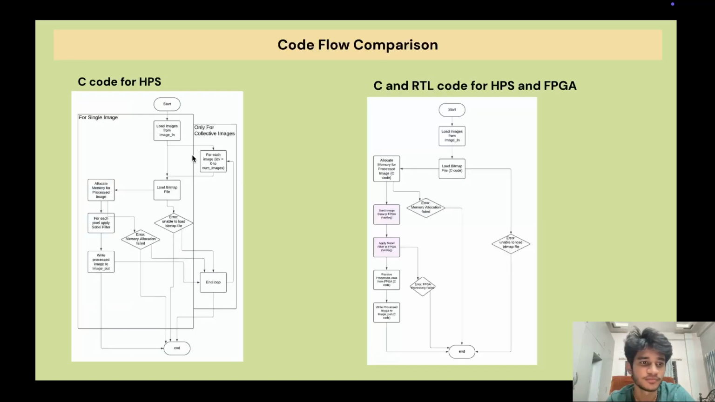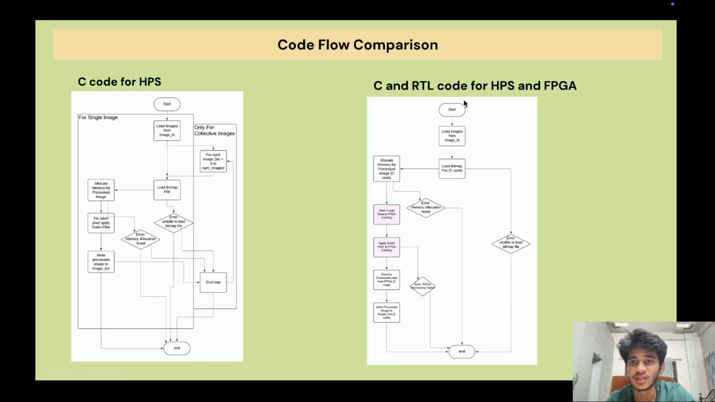The code flow. We load the images onto a variable, and then we iterate from 0 to the total number of images. This part is for the collective images, that is all four of the images. So we have a loop here running from 0 to 4 in our case, and then we are loading the file, allocating memory to it, and processing the image using Sobel filtration for each iteration of the loop, and then we end.